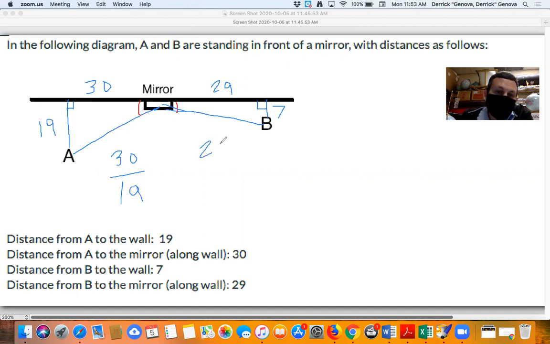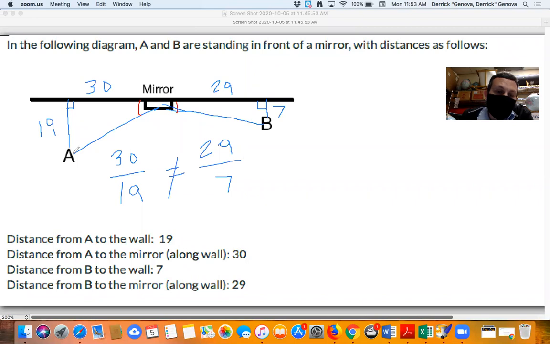And without even using a calculator or doing anything, hopefully you see that these ratios are vastly different. This one's going to be about 1.5. This one's going to be about 4. So if these ratios are not the same, then they will not see each other.